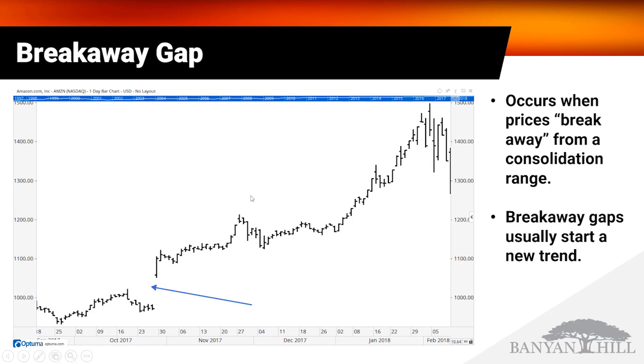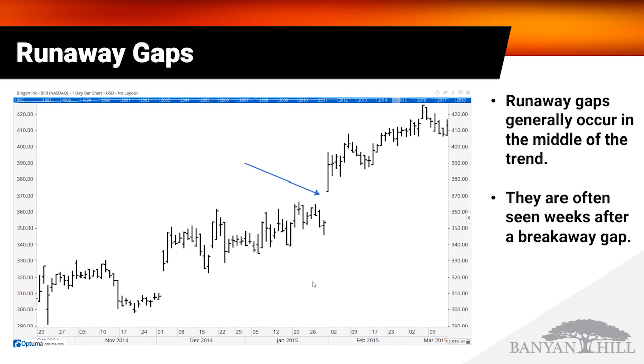So here we see an example of a breakaway gap. We had prices in a consolidation. News came out. The stock rallied sharply. We have a gap. There was no trading at this level. Breakaway gap is the term for when it breaks out of a consolidation and begins either a new uptrend or a downtrend. A runaway gap is generally the second gap that we see on a chart.